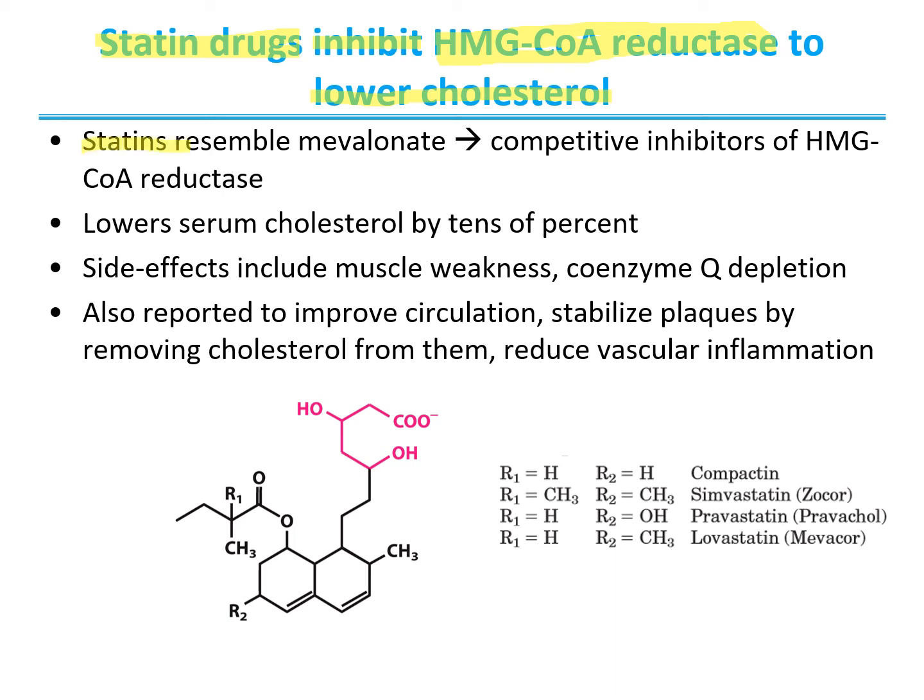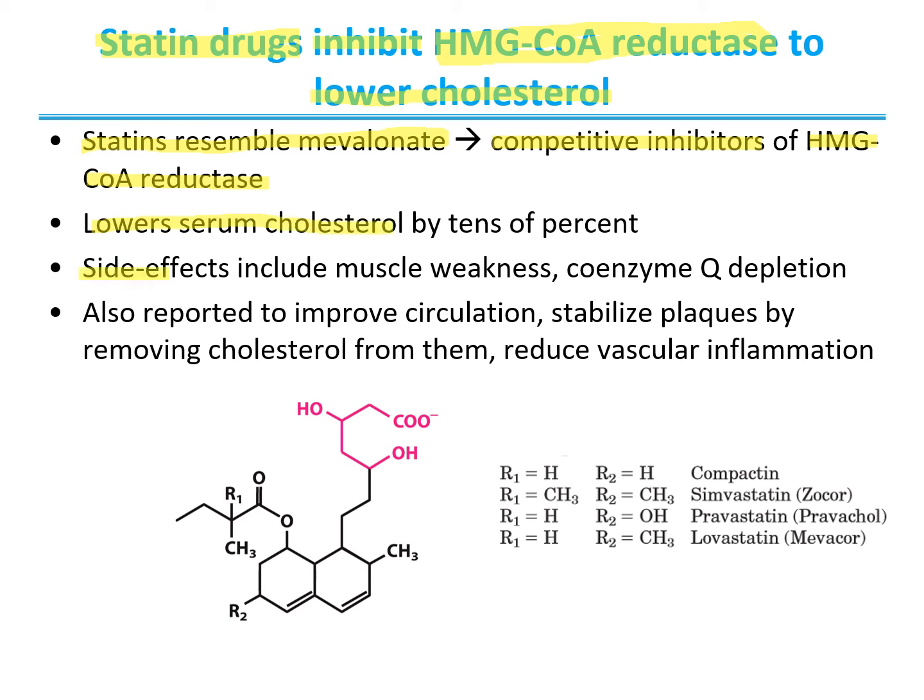The statin drugs resemble the mevalonate, so they have similar structure to the mevalonate, which is the substrate of this enzyme. So the mechanism of action is competitive inhibition. So these statin drugs competitively inhibit the HMG-CoA reductase enzyme. Again, an important point to remember for the exam point of view. The mechanism by which these statin drugs inhibit the HMG-CoA reductase is competitive inhibition. So they lower serum cholesterol, as we just saw.